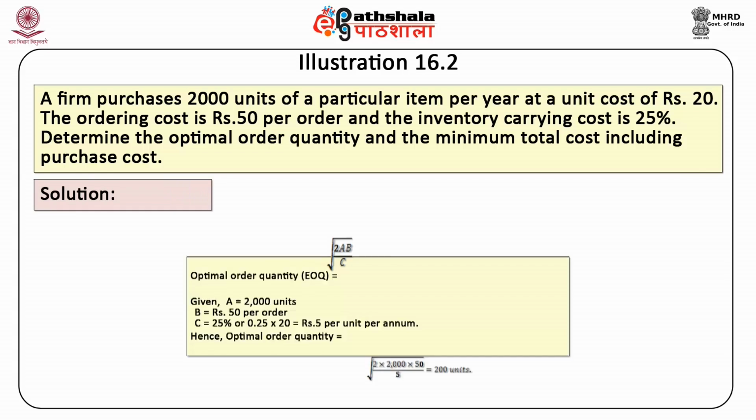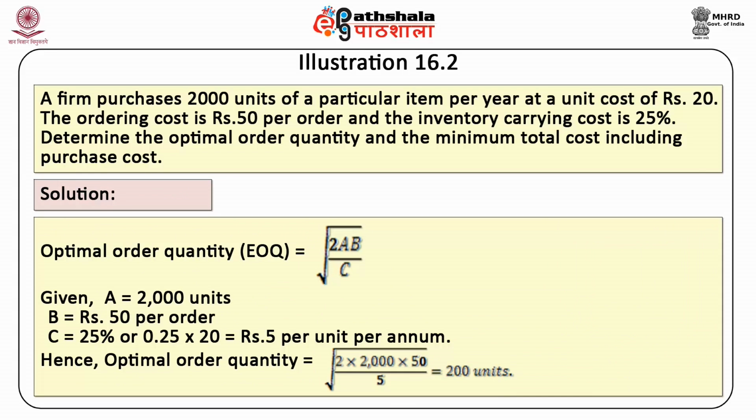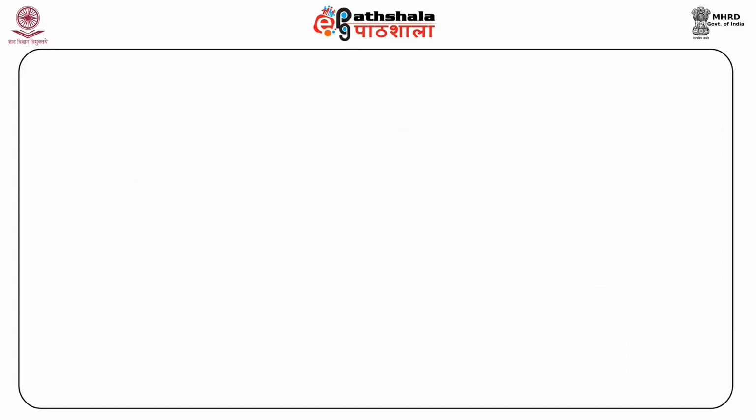Solution: optimal order quantity EOQ is given as the square root of 2AB upon C. Given A is 2000 units, B is equal to rupees 50 per order, C is 25% or 0.25 into 20, which is equal to 5 rupees per unit per annum. Hence, optimal order quantity is equal to 2 into 2000 into 50 divided by 5. Take the square root of that, which comes to 200 units.